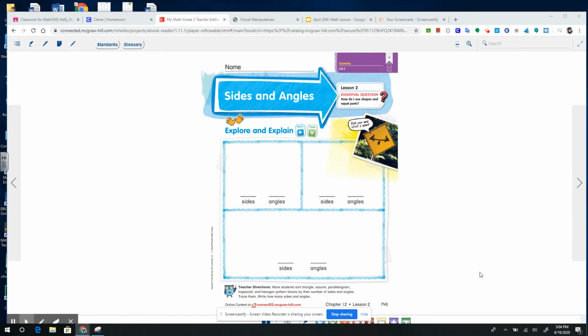It is terrific Tuesday, April 21st, 2020. We're still moving on with our little lockdown. I miss you guys terribly. Wish I was in the math class with you, but we're going to go ahead and move on virtually.